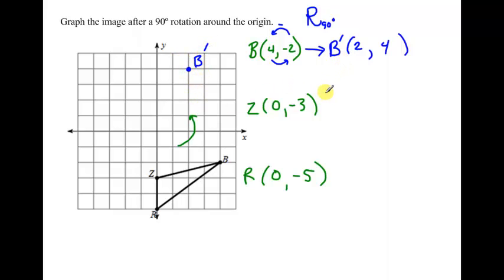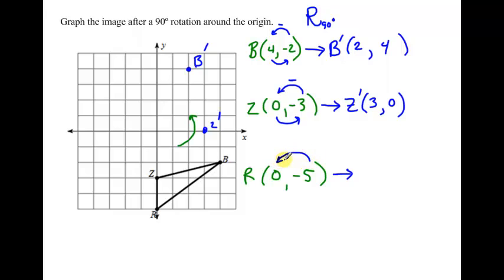That's awesome. Okay, same applies for Z. We're going to take to Z prime. I'm going to take that y value, move it to the front and negate it, and move my x value to the back. So negating the negative 3 becomes a positive 3, and 0 goes to the back. Okay, so here's Z. Here's my rotation. It's going to take me right here. Notice the x is 3 and the y is 0. There's Z prime.